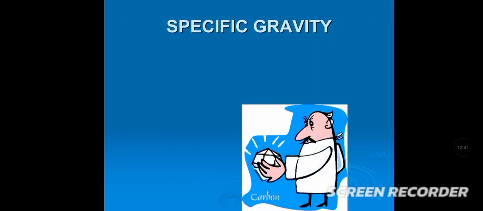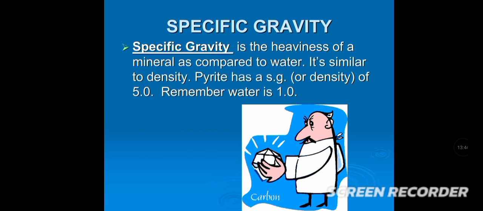Another important property is specific gravity. In one sentence, what is specific gravity or density? It is the mass of a unit volume of a mineral. So it clearly defines the heaviness of a mineral as compared to water. It's almost similar to density. For example, pyrite has a specific gravity of 5, whereas water has a density of 1.